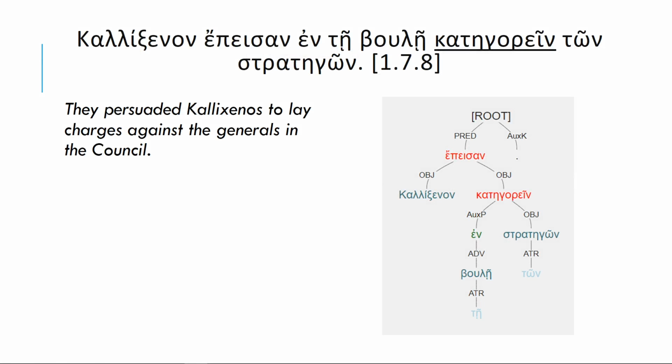Persuade is another example. You persuade someone to do something. So he persuaded Callixenus to lay charges, to accuse. That's actually our English word category. It means kata, against, agora is that sense of speaking against. You lay charge against someone in the genitive. So lay charges against the generals in the boulē. So those are pretty straightforward. Look them up in the dictionary if you're not sure.